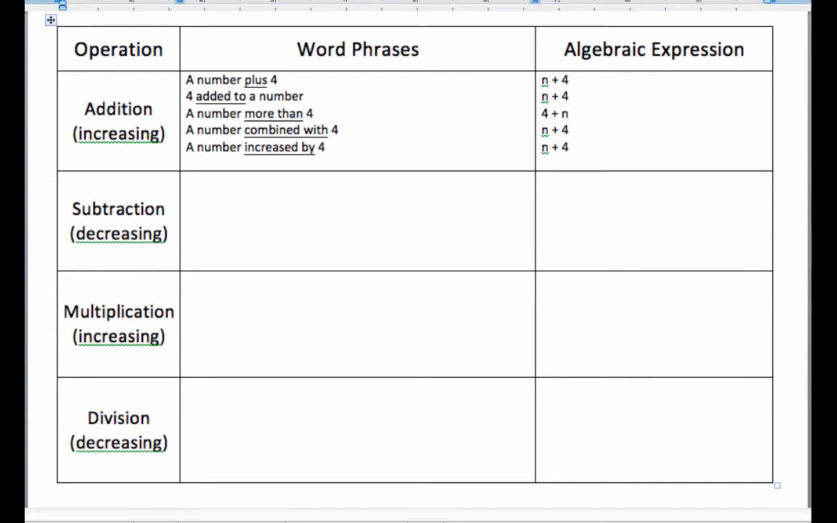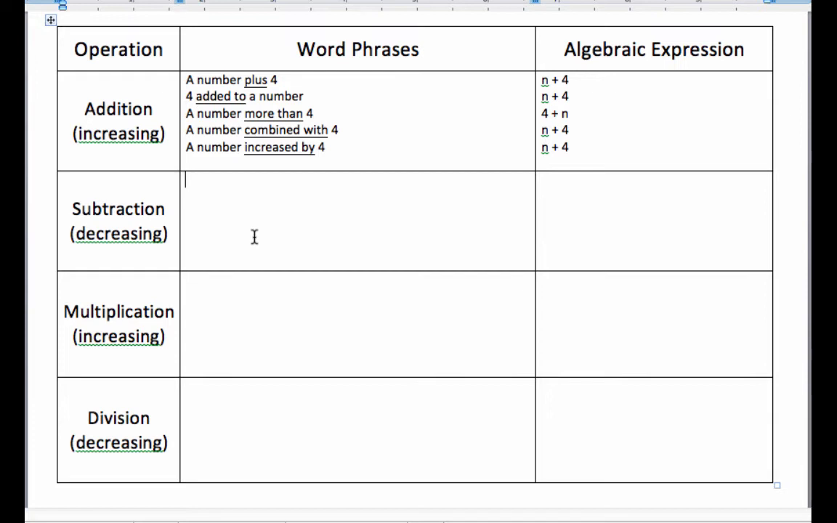The next operation is subtraction. Subtraction word phrases can get a little tricky because sometimes you have to reverse your variable and your number, and we're going to show you what that looks like now in the video, and then tomorrow in class we're really going to go over why that's the case.